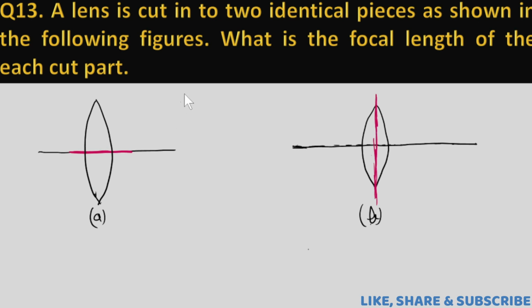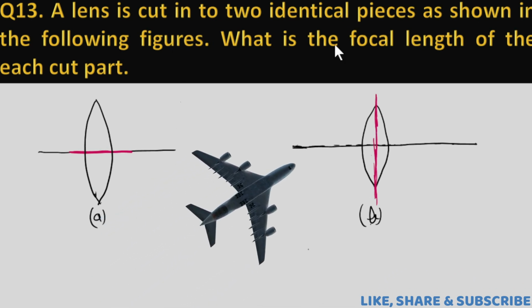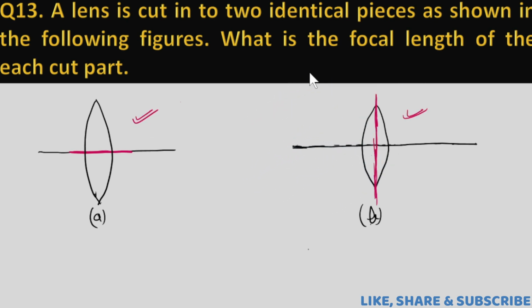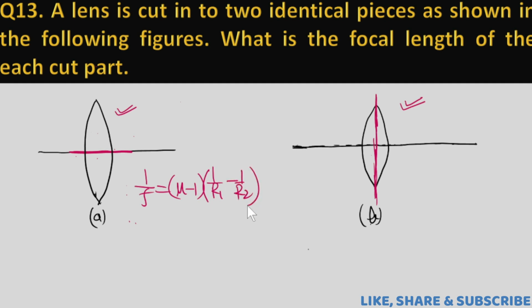The question for you is, a lens is cut in two identical pieces as shown in the following figures, figure A as well as figure B. So what is the focal length of each cut part? In figure A, the lens is cut along the principal axis of the lens, and in figure B, the lens is cut perpendicular to the principal axis of the lens. Now let's proceed. The focal length of the lens is given by the formula 1 by f is equal to mu minus 1 into 1 by R1 minus 1 by R2.